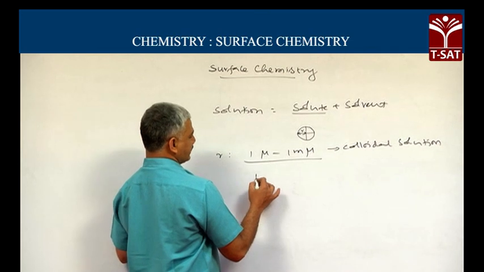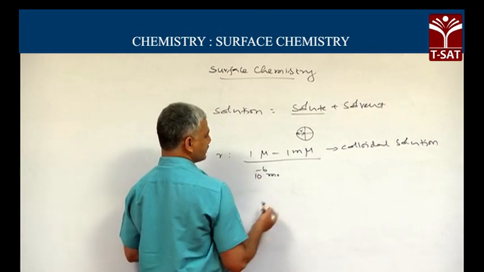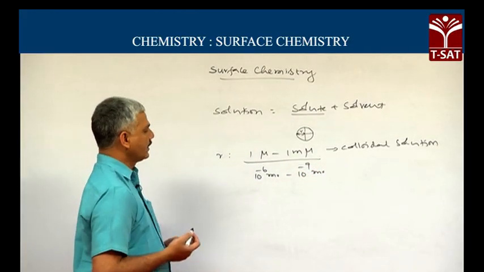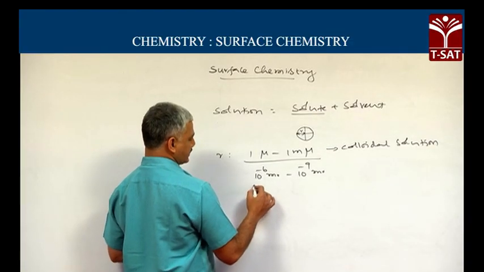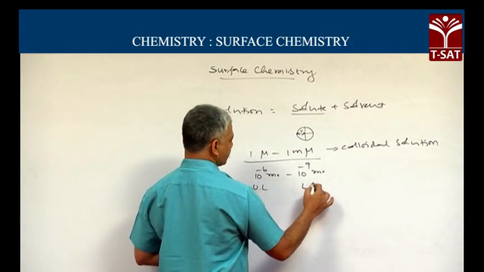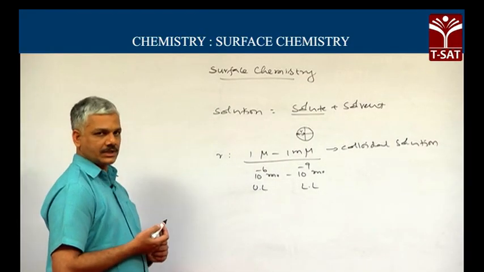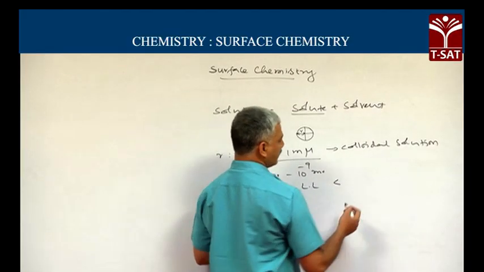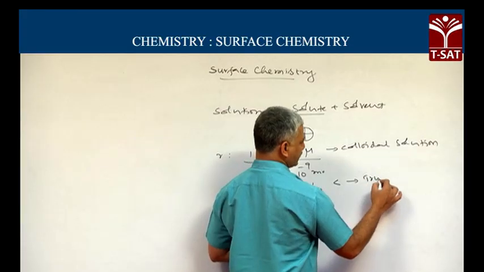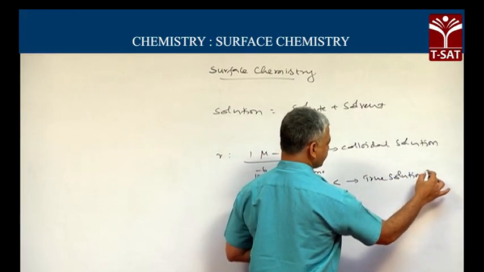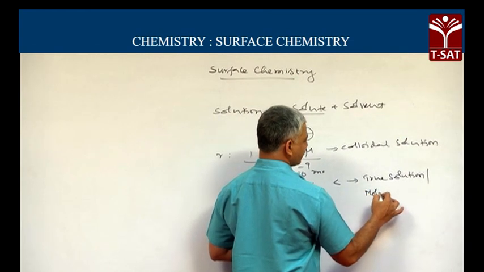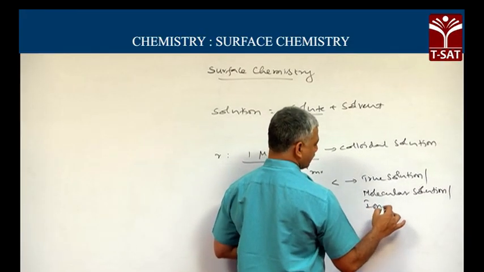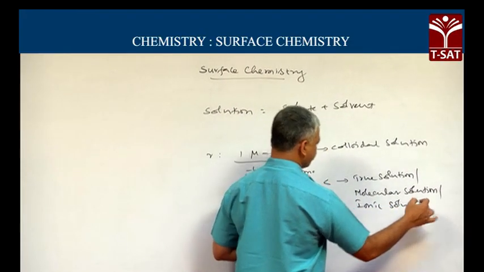1 micron means 10 power minus 6 meters, 1 millimicron means 10 power minus 9 meters. So, 10 power minus 6 can be taken as the upper limit, and 10 power minus 9 can be taken as the lower limit. If the radius is less than the lower limit, then the resultant solution is called a true solution, or molecular solution or ionic solution.